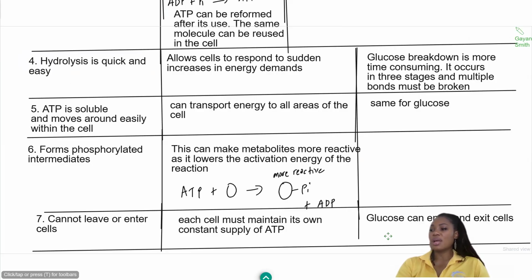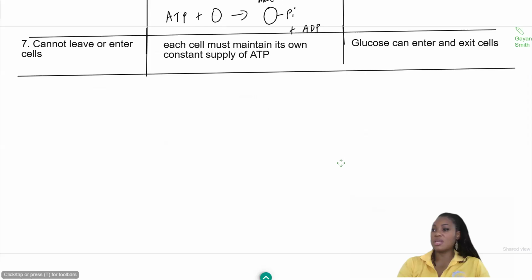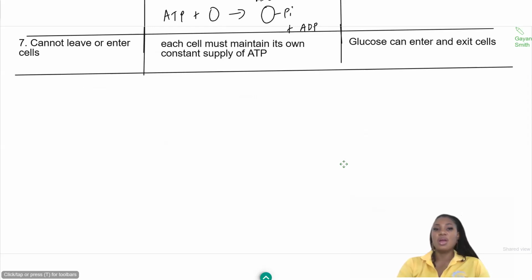So we're going to start looking at how we actually manufacture ATP in our cells. How do we make it? We know the ATP is made from the energy that comes from glucose, but what exact process do we use inside of our cells? We actually have two ways to make ATP in our cells. We're going to be exploring both of these methods today.